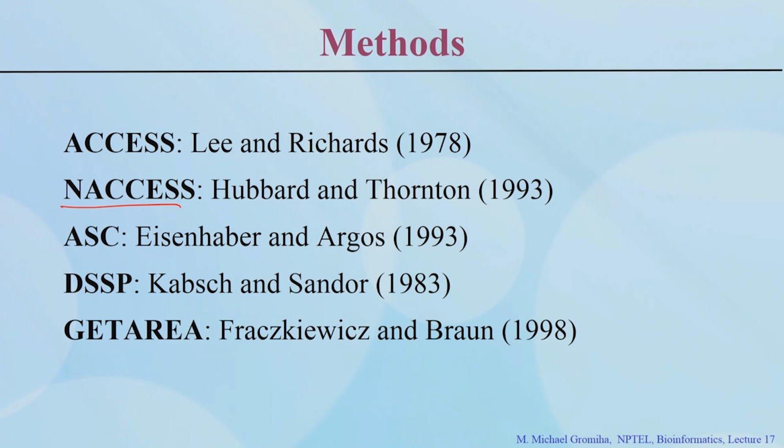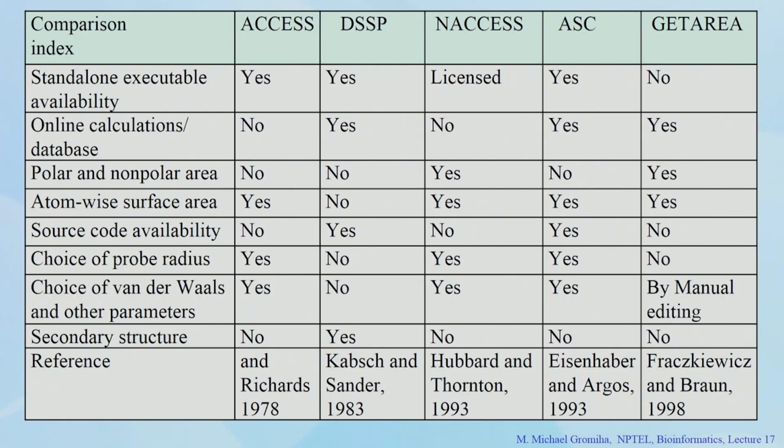Likewise, there are several other methods like ASC, DSSP or GETAREA. Earlier we discussed DSSP for the secondary structure of proteins. They combine the secondary structure as well as solvent accessibility, so in one file you can get all the data. So, these are some of the aspects of different methods. Why do we need different methods? Because of the various aspects.